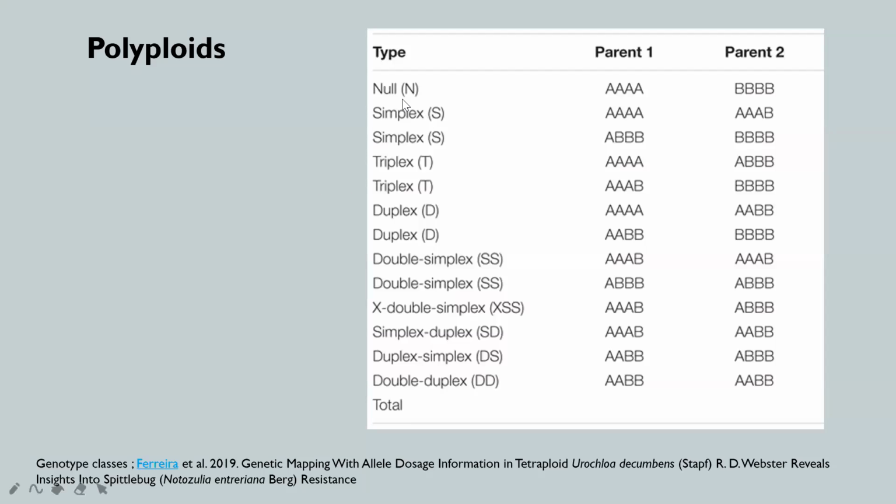So nulliplex is where you have both homozygous parents. Then you have simplex, triplex, duplex, double simplex. These are the different marker systems that could be in polyploids. And recently, as I mentioned in sugarcane, it's 7x to 21x. And no one developed a linkage map so far in the last 20, 30 years that we know of.